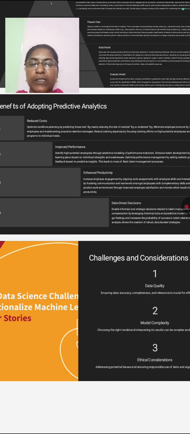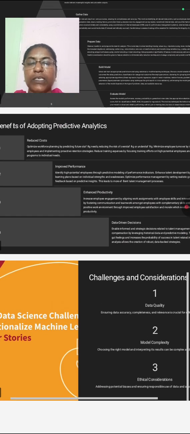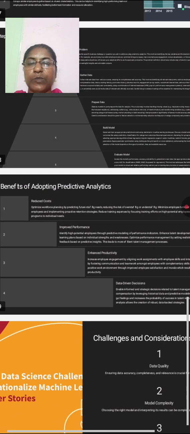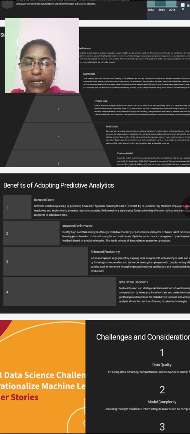Previously we saw the tools and techniques, such as Python and other software languages. So these are the predictive analytics models for HR analytics.